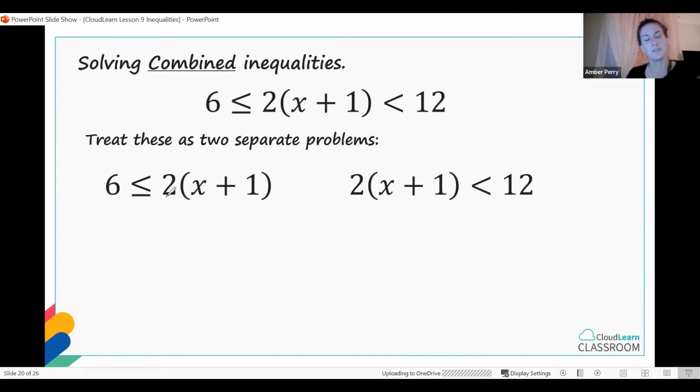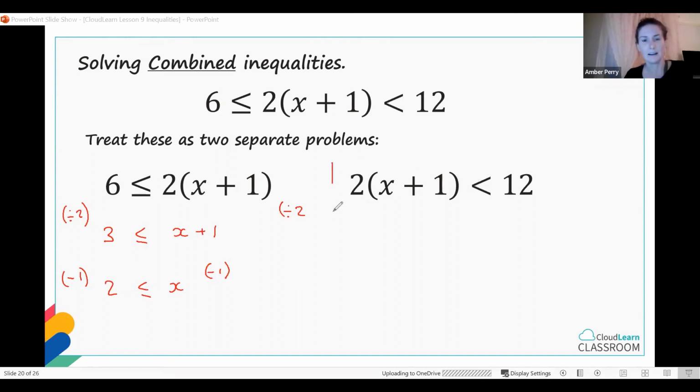So here we've got the bracket, and there are two methods. We could expand the bracket if we wanted, or we could just go ahead and divide both sides directly by 2. I'm going to do the lazy option. I'm just going to go ahead and divide both sides by 2. Okay, so 6 divided by 2 is 3, is less than or equal to, and then this 2 has gone away. So we've got x plus 1 there. Now I'm going to subtract 1 from both sides. 3 minus 1 is 2, less than or equal to x. So x is greater than or equal to 2 there.